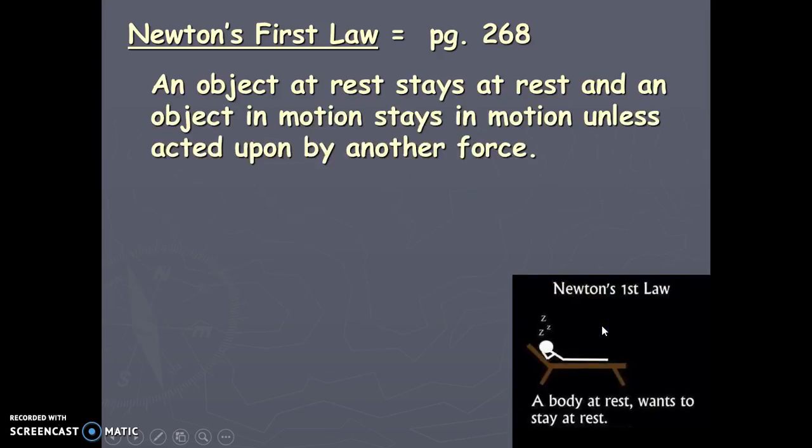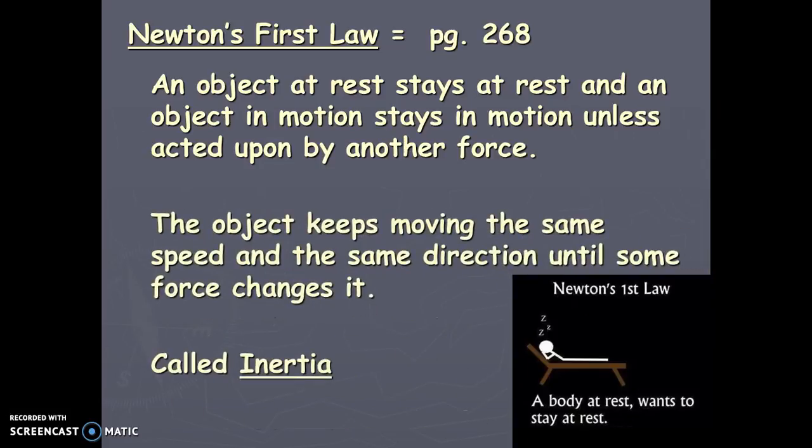Newton's first law says an object at rest stays at rest, and an object in motion stays in motion unless acted upon by another force. What that means is basically something that's in motion is going to stay in motion unless something stops it. And an object at rest is not going to move unless something pushes it or another force acts upon it. The object will keep moving at the same speed and in the same direction until some force changes it. This is also called inertia, which we're going to discuss on the next slide.